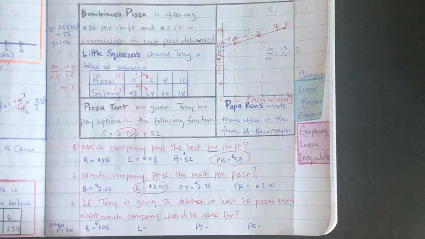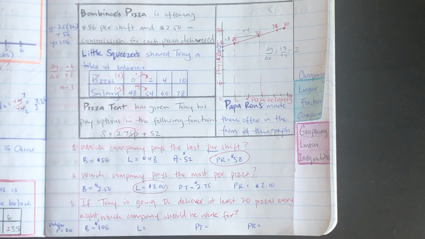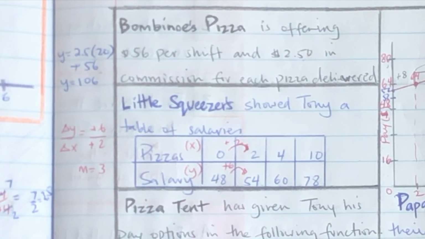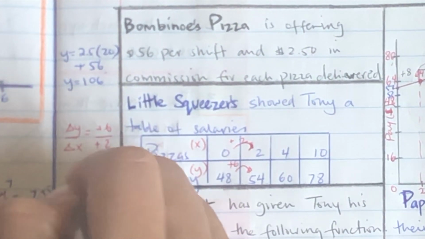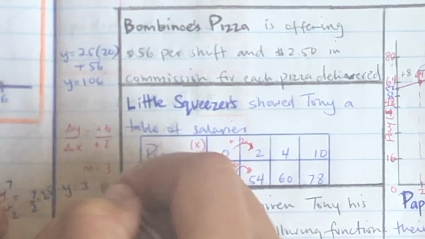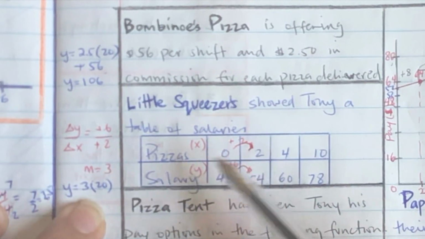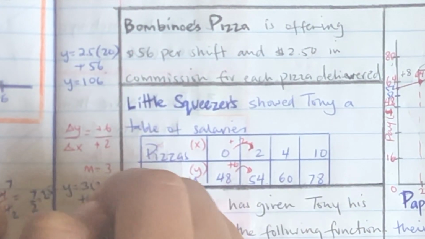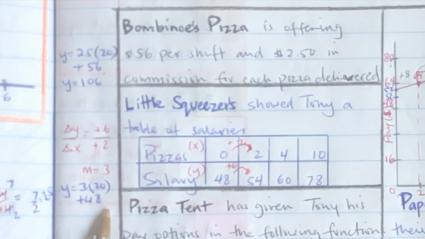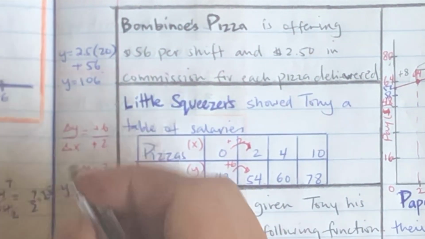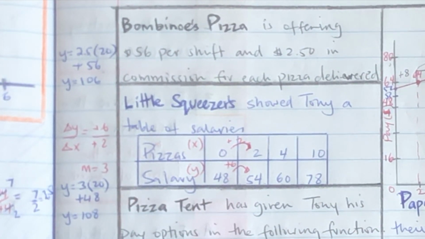For Little Squeezy's, if I found my slope and my y-intercept, I guess that's the easiest thing, is just write it as a function and then plug it in. So I know for Little Squeezy's, I have y equals m, which is 3, times the number of pizzas, which is 20, okay? And then where did I start from? At 0, I was at 48. All right, so 3 times 20 is 60, plus 48 is 108. So this is going to be 108.